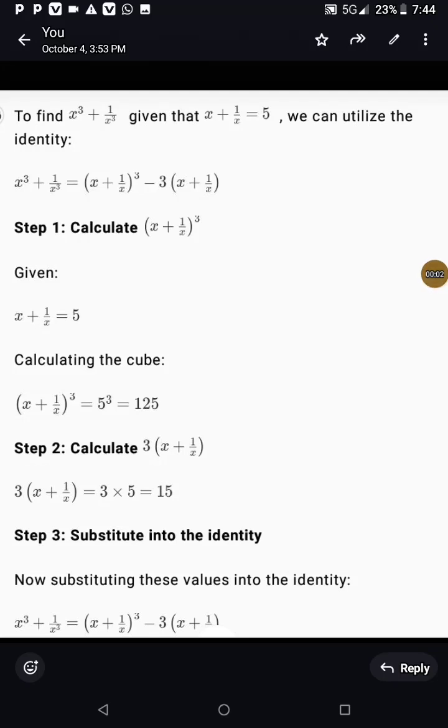Now on to the next question. We want to find x raised to power 3 plus 1 over x raised to power 3, given that x plus 1 over x is 5. What do we need to do? We need to simplify this.